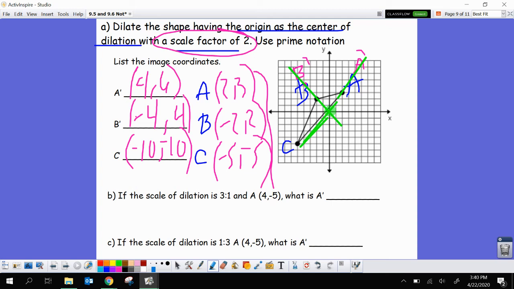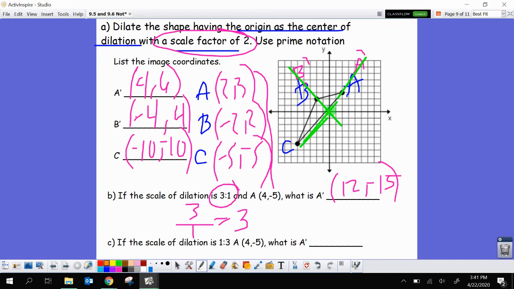So that's what that means. B says if the scale of dilation is 3 to 1 and A is (4, -5), what is A prime? So if it helps for you, sometimes these ratios get confusing. If it helps for you to put it like this, 3 to 1, because now you can see 3 divided by 1 is 3. And so that'll tell you here, oh, I need to multiply both of those numbers by 3, and that would be (12, -15).